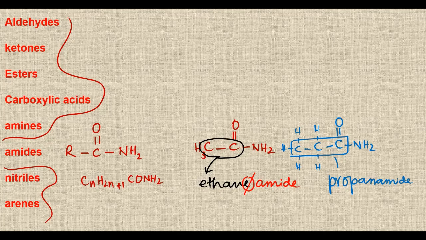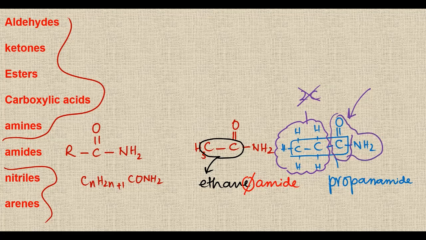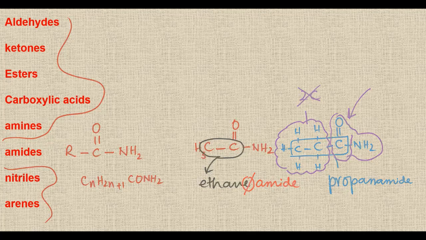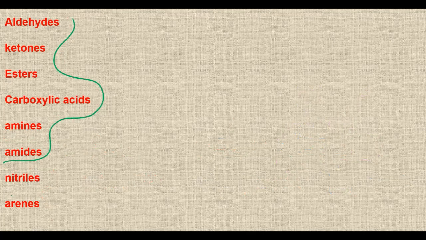A common mistake students make is just counting the number of carbon atoms as 2 in such a case, which is incorrect. The misconception is due to the fact that students think the amide group includes this whole thing. That's why they should not count that carbon while naming it, which is a very common error that should be avoided. Nitriles are the second last class of compounds which we're going to talk about.